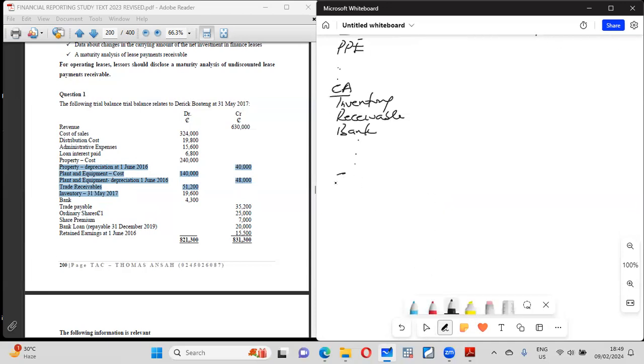Then you come to equity. In the equity part, you have ordinary shares and share premium. You will definitely have retained earnings, or any revaluation surplus to bring in, if there is any. Then you come in with your retained earnings.